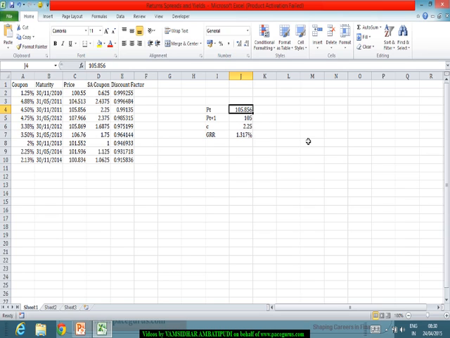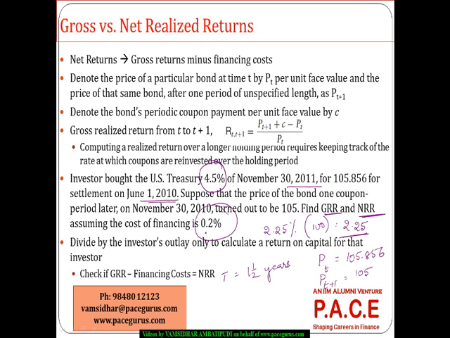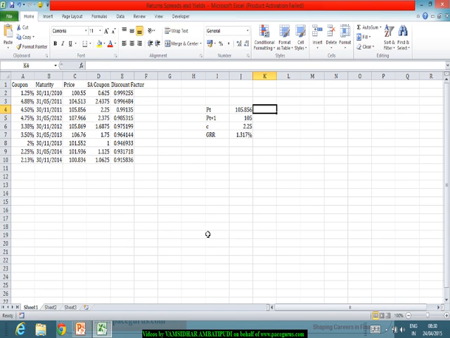Now, if I am going with a financing cost here, the 105.856, I have actually financed it. So I have borrowed it at the rate of 0.2% per year. So at the end of 6 months, I have to pay on this 1 plus 0.2% divided by 2. This is what I have to pay at the end of one period, because I have borrowed it at 0.2%.